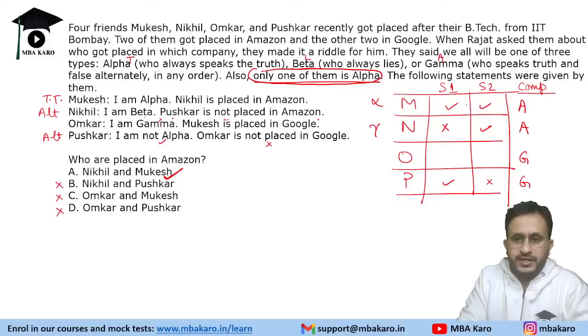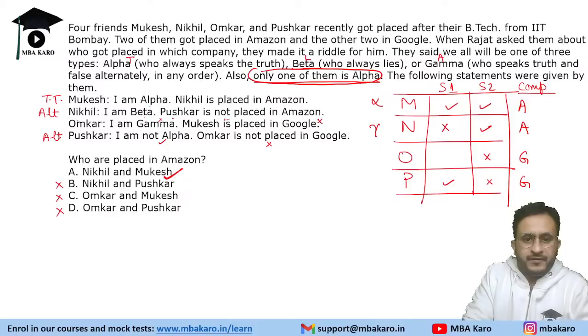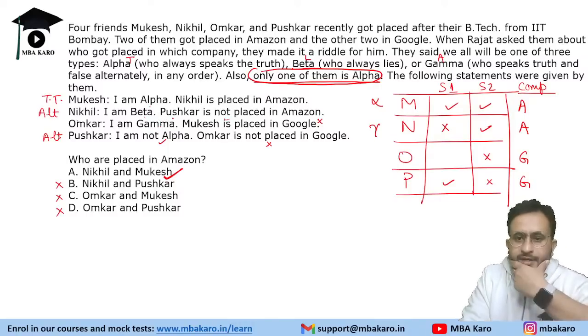So Mukesh placed in Google, his second statement is false. First statement is saying I am gamma. Okay, so if he is a liar, he will say that I am a gamma. So it could be true. And if he is an alternator, we do not know whether this statement is true or false, because if he is a liar, this will be a false statement. If he is an alternator, this will be true. So we do not know this.